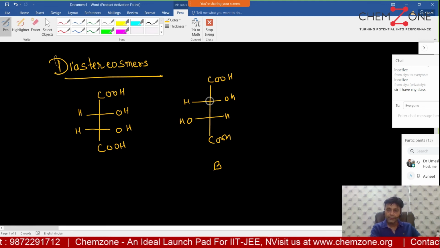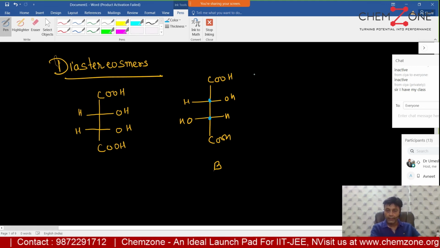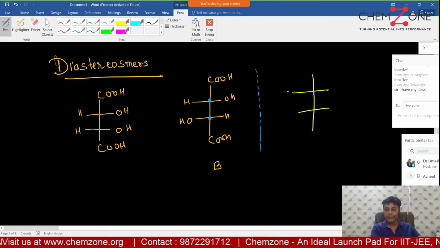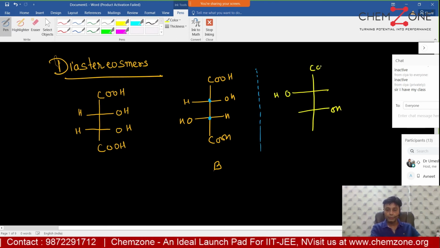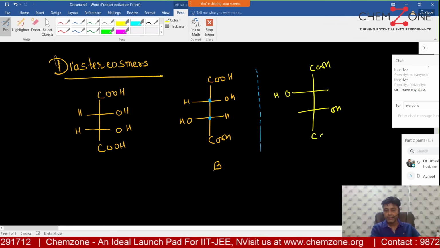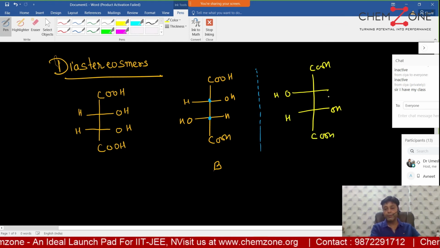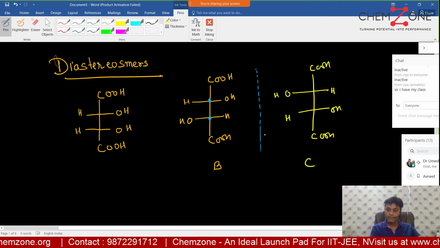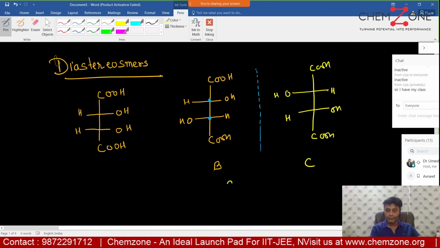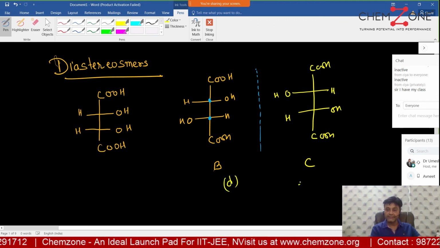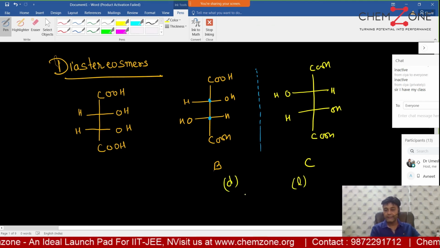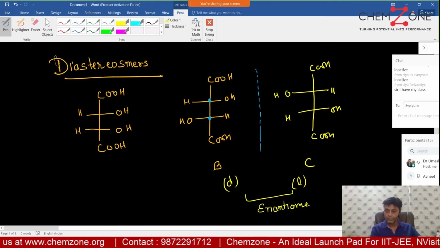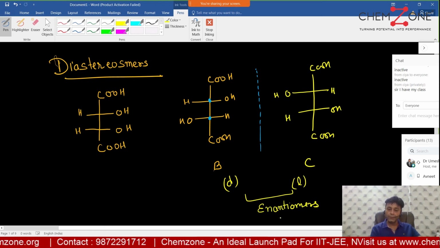It has 2 carbon atoms here. Can you see? Right? And now if I make its mirror image, literally inverted images are formed. Are these two structures superimposable upon each other? Yes or no? This B and C. These are not superimposable, right? So this is dextrorotatory and this is levorotatory. And these two are enantiomers of each other, or optical isomers of each other.